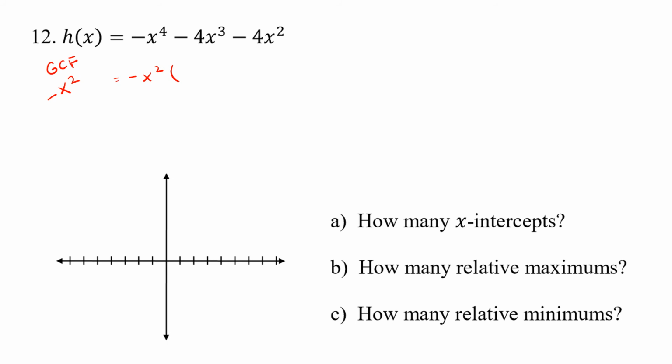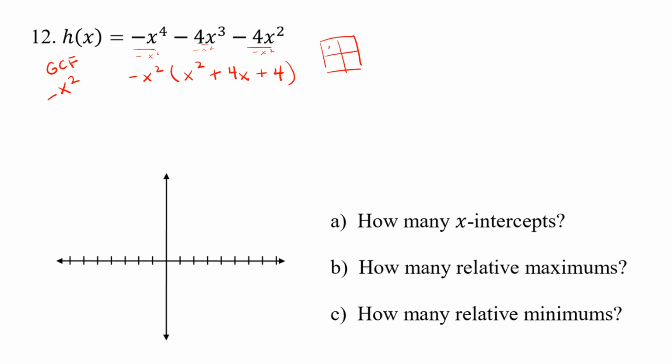And what's going to be left over is, we take out x squared from x to the fourth, we're left with x squared. The negative is just going to change all of these signs here to positives as we write them in our parentheses. The negative 4x cubed, when we take out the x squared, is left with a 4x, and that last one is left with a positive 4. Again, because we're dividing each of these by negative x squared. Okay, now we can go a little bit further here. We can factor this trinomial using our area model.